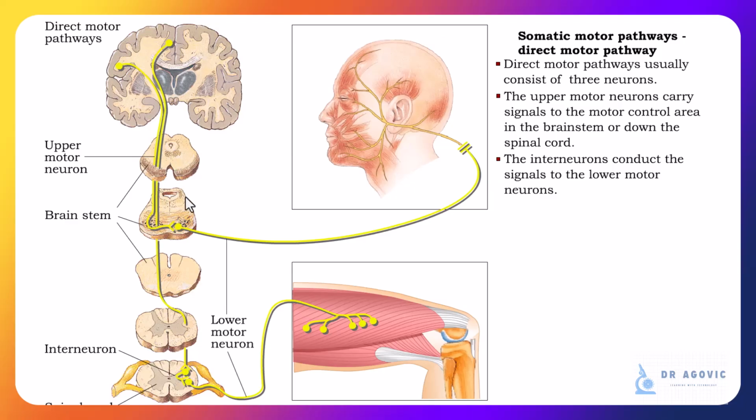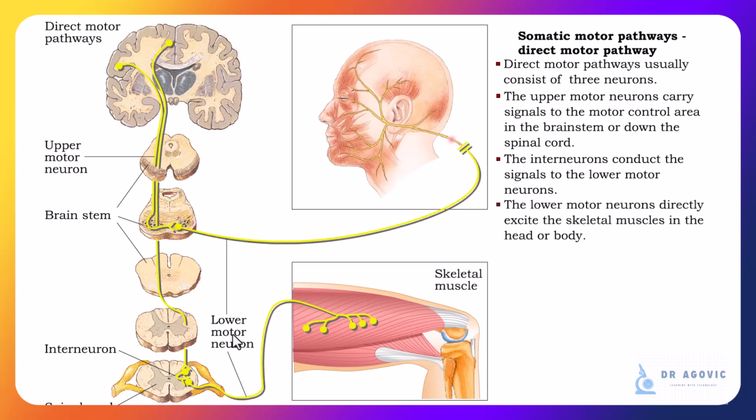Second, the interneurons connect upper motor neurons to lower motor neurons. Lower motor neurons arise from the motor control center in the brainstem to stimulate head and neck muscles, and from the anterior horn of the spinal cord they extend laterally to convey impulses that directly excite the muscles of the head, torso, and limbs.